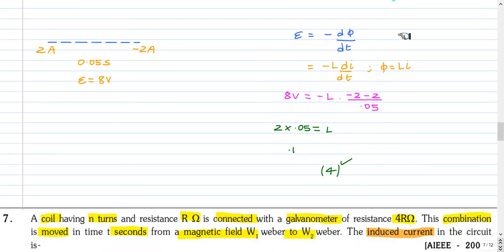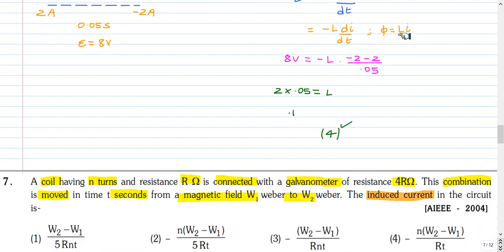Let's move to the next question. A coil having n turns and resistance R ohms is connected with a galvanometer of resistance 4R ohms. This combination is moved in time t seconds from magnetic field W1 Weber to W2 Weber. The induced current in the circuit is. Four options are given. You can pause the video and attempt the question.